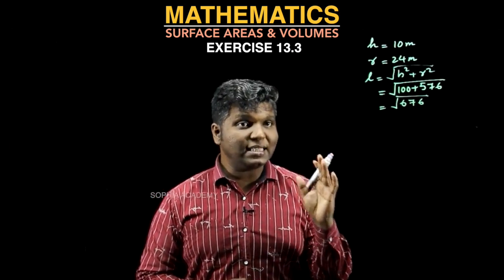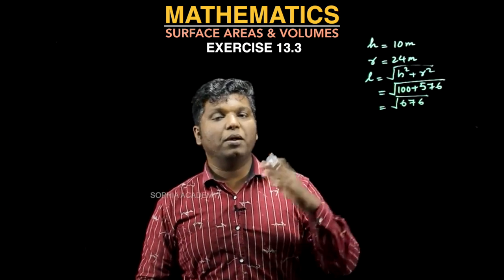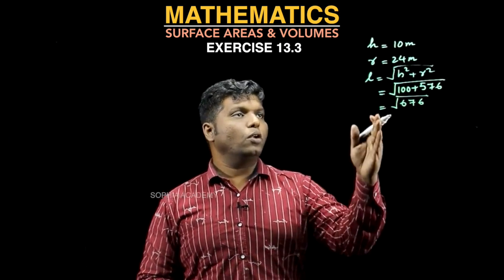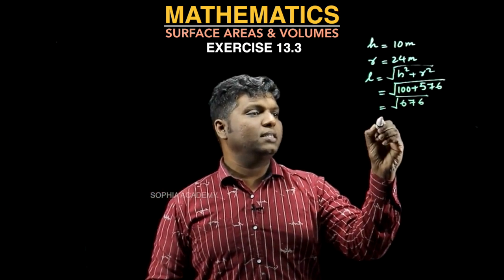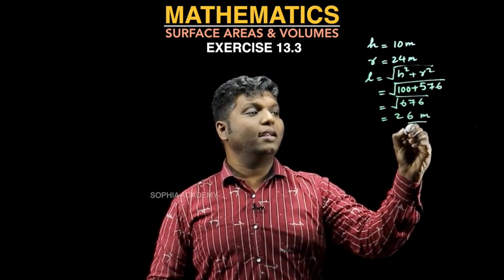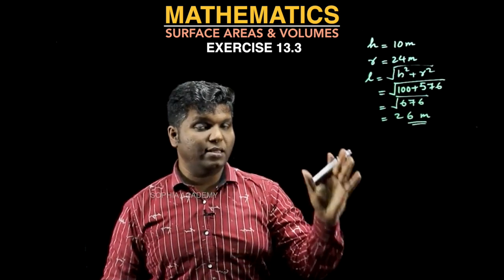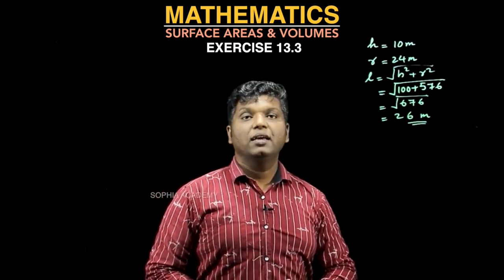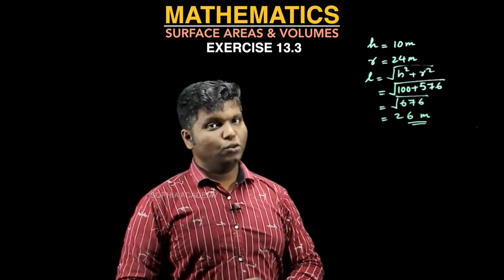So after getting this slant height, from the slant height one by one you have to bring it down. So the root of 676, it is 26 actually. So it's 26 meter. So you got the slant height. This was the first question which is asked to find the slant height. You got it. So you will write slant height L is equal to 26 meter.